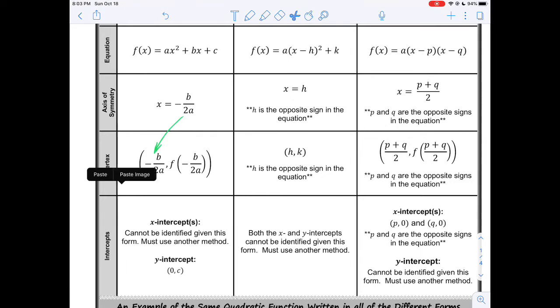So we plug in x to find y. That means that this value right here is used as our y value of our vertex. Let's talk intercepts here. The x-intercept still can't be identified readily from this method, but it is set up to very easily find the y-intercept. Our y-intercept is equal to 0, c, where c is the constant at the end of our equation.